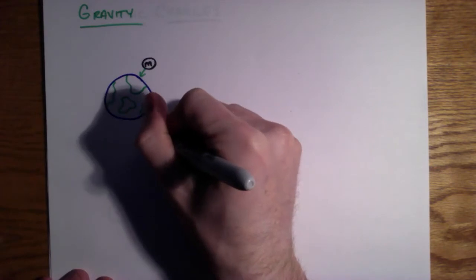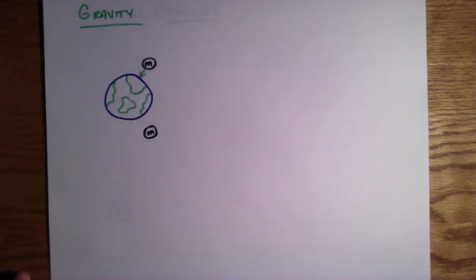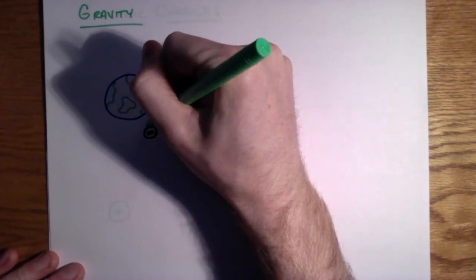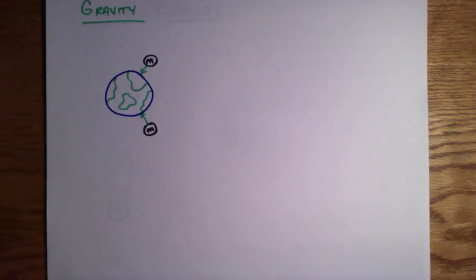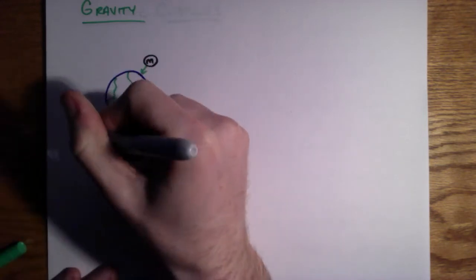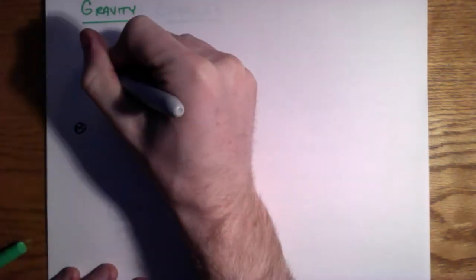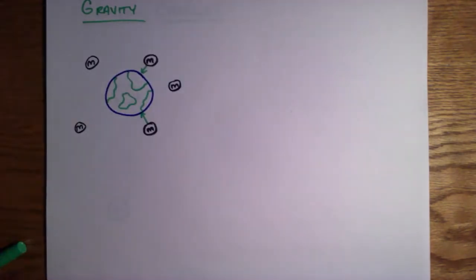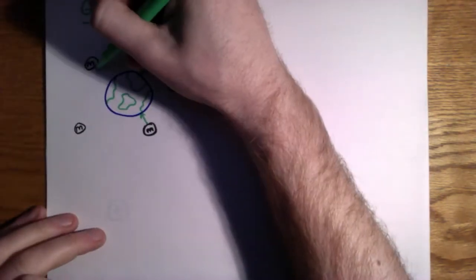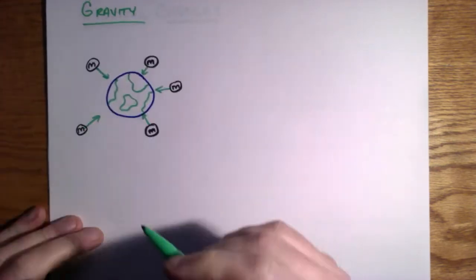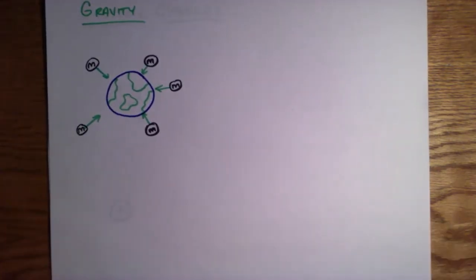If, however, I placed a mass over here, hopefully all of you realize that the force on that mass will act again towards the center of the Earth. If I place a mass over here, or over here, or over here, wherever I place these masses, so long as they're close enough that the Earth can exert a large enough gravitational force, you start to see that all of these lines of force really point towards the center of the Earth.